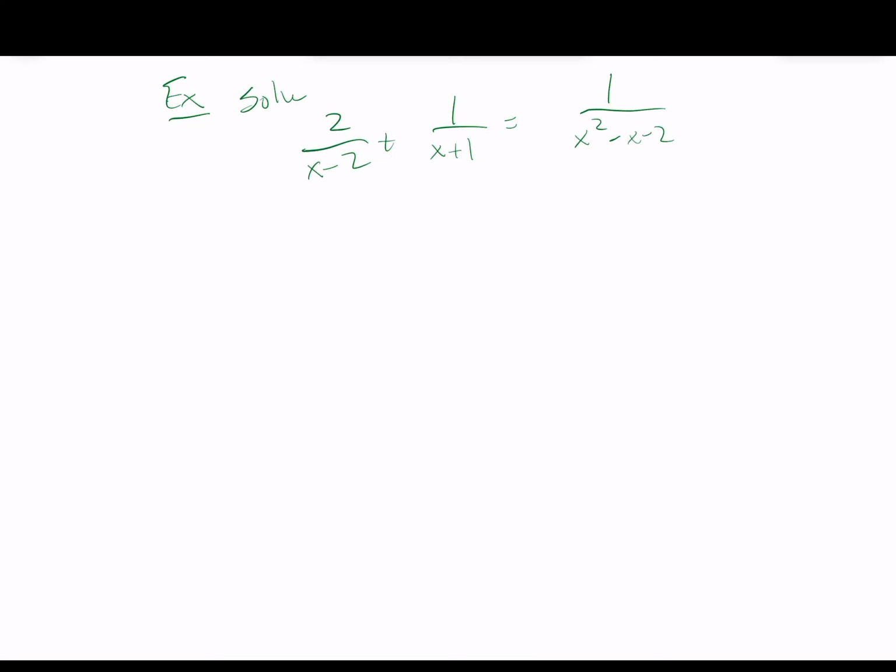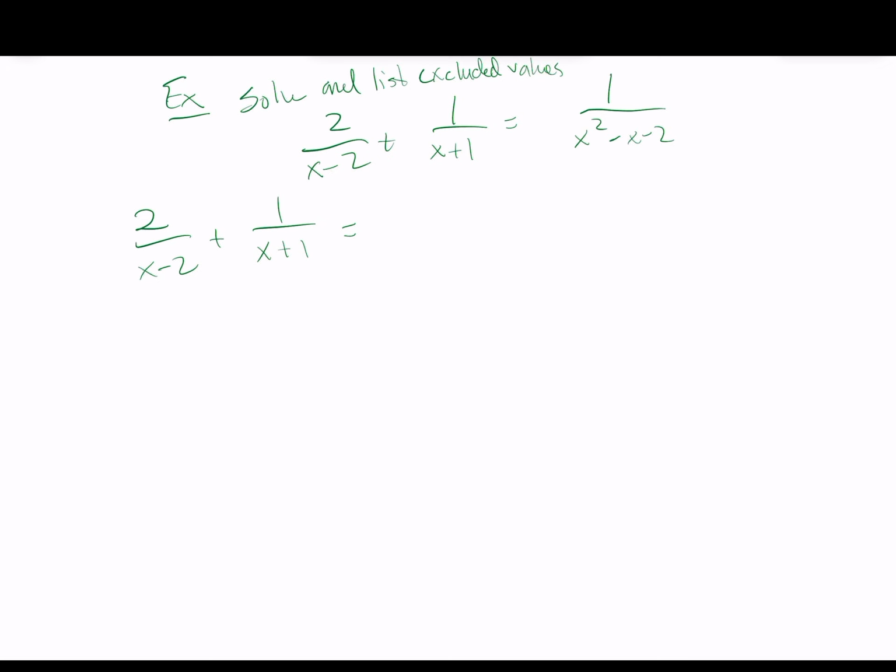Let's consider an example that's a little bit more complicated. 2 over x minus 2 plus 1 over x plus 1 equals 1 over x squared minus x minus 2. We want to solve and list excluded values. Okay, so our first step here is to do what? Well, we need to factor all of the denominators. Well, the first denominator is factored. The second denominator is factored. But that last denominator is not.